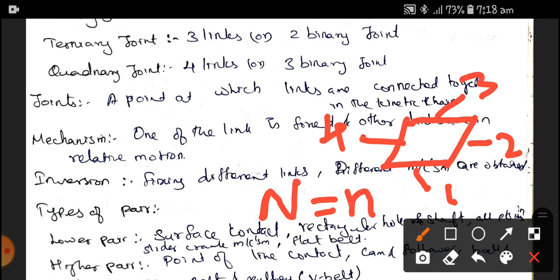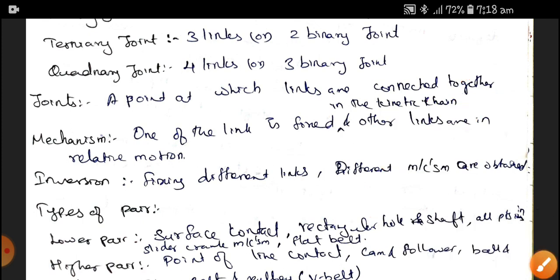For example, you can fix this one first and obtain one type of mechanism, and you can fix this one and obtain 1 3 4 as some mechanism. By fixing link 3, you can get 4 1 2 as a different kind of mechanism, and fixing 4, 1 2 3 is formed as a different type of mechanism. Those types of inversions and types of mechanisms we will cover across the forthcoming slides.